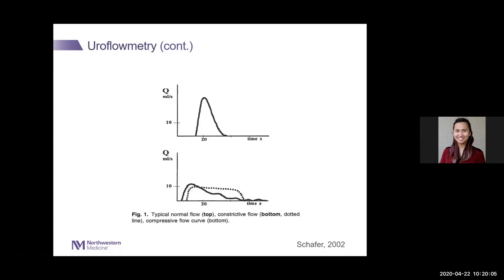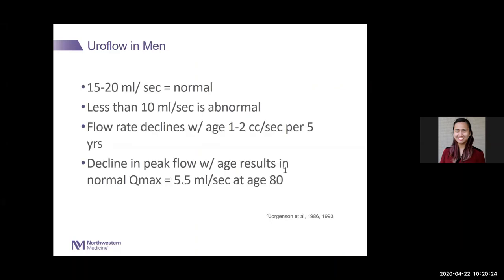And so these are nice schematic pictures. This is flow versus time. And you should see a nice peak and then a downflow, as opposed to a flatter flow, which looks more like possibly an obstructed picture. It could also be from a hypocontractile detrusor. So when you're evaluating flow, you should kind of know what the normal ranges are.